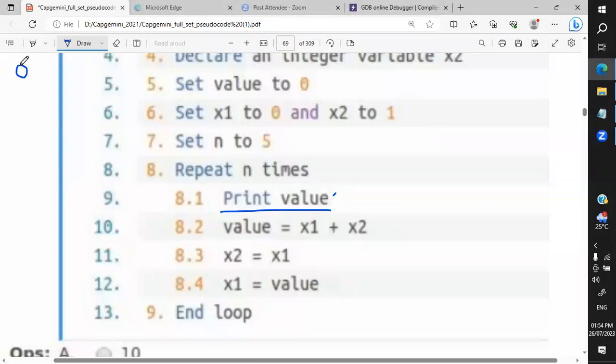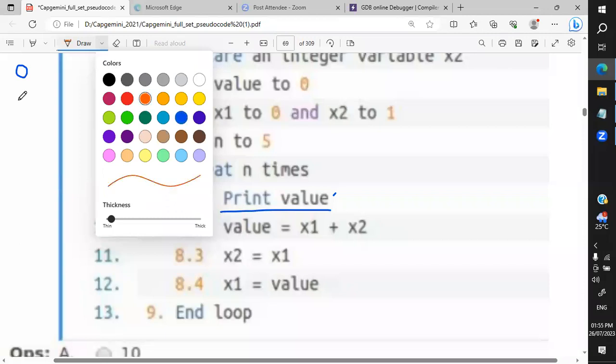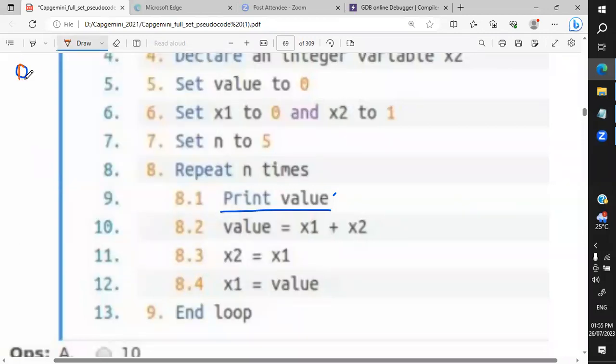I'm just writing it on the top left corner. See that. 0 I have written. Maybe I should change the color. It's not visible, I guess. It got mixed with the other colors. So 0 we are printing. After that, the next one is what? Value equals to x1 plus x2.